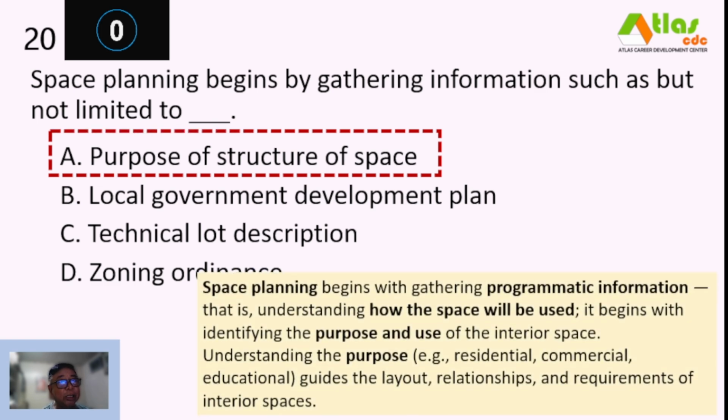So space planning begins with gathering programmatic information. That is, understanding how the space will be used. It begins with identifying the purpose and use of the interior space. Understanding the purpose, like in residential, commercial, educational, guides the layout, relationships, and requirements of interior spaces.